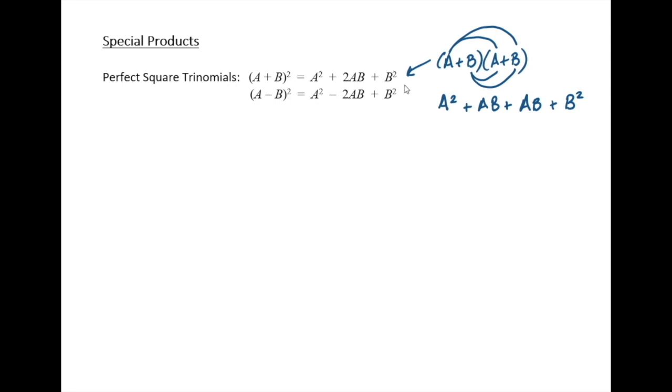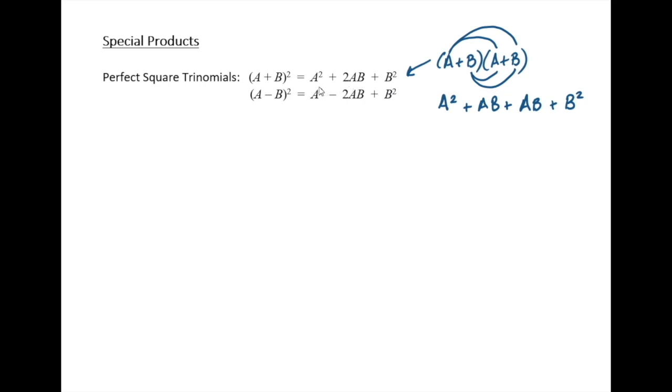Using this formula is not really easier than just multiplying this out the way we did here, but it's important to understand this pattern. And it's really important to understand that a plus b squared is not just a squared plus b squared. We get a middle term, 2ab, from the product of the outer terms and the inner terms, which in this case are the same.